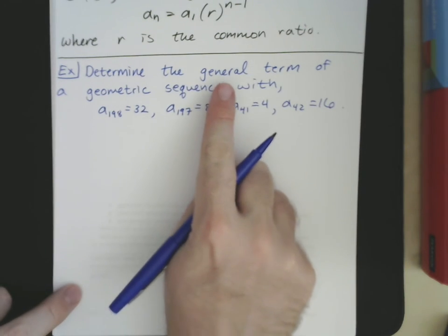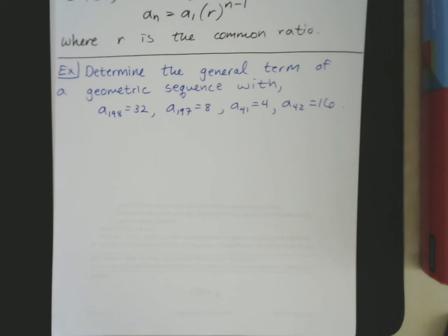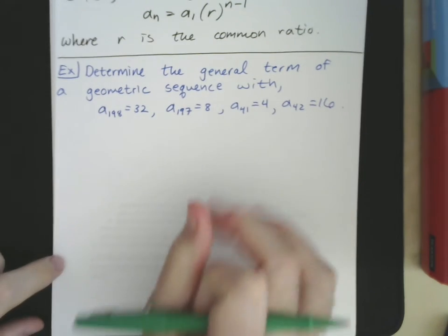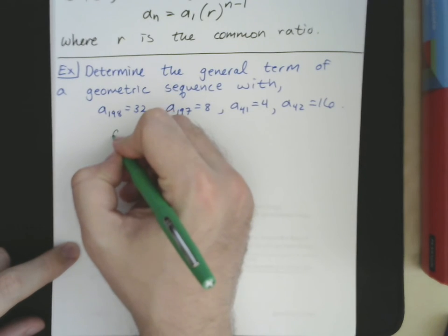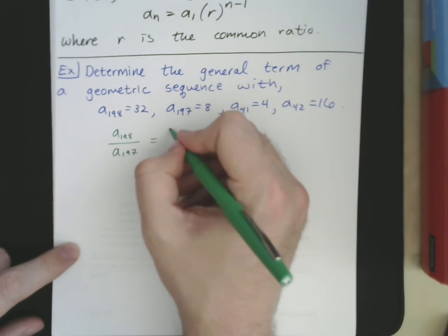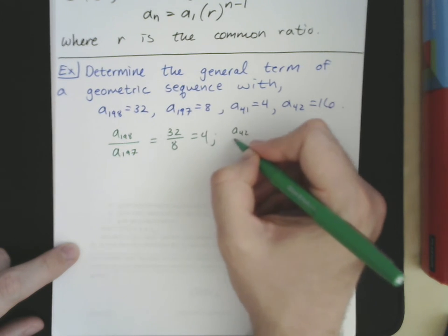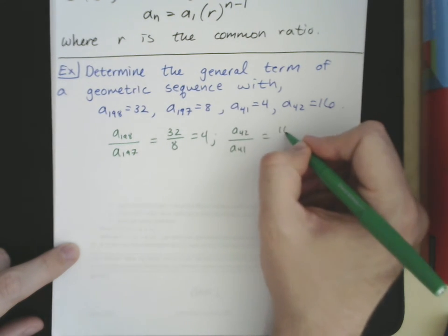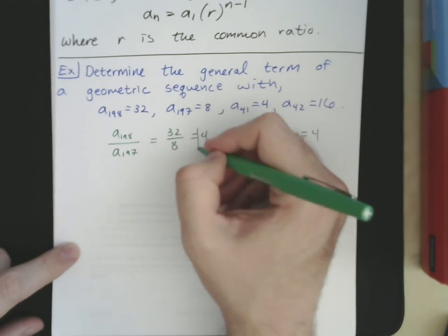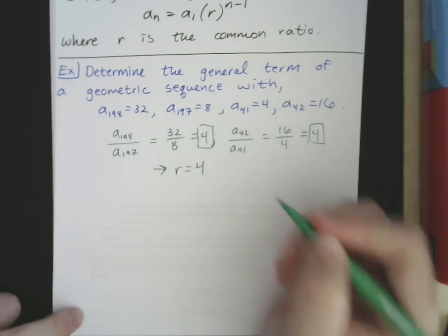So if we're going to determine the general term, we need the first term and we need the common ratio. Well, the first term we need to come back to, but the common ratio has to be true for all consecutive terms. So if these all come from the same geometric sequence, that means the ratio of a198 over a197, which is 32 over 8, or 4, has to equal a42 over a41, which is 16 over 4, which does equal 4. Okay. So that means r is 4.